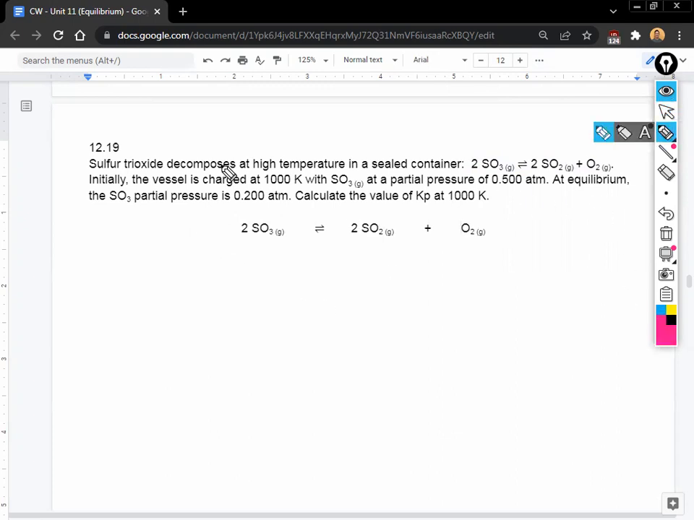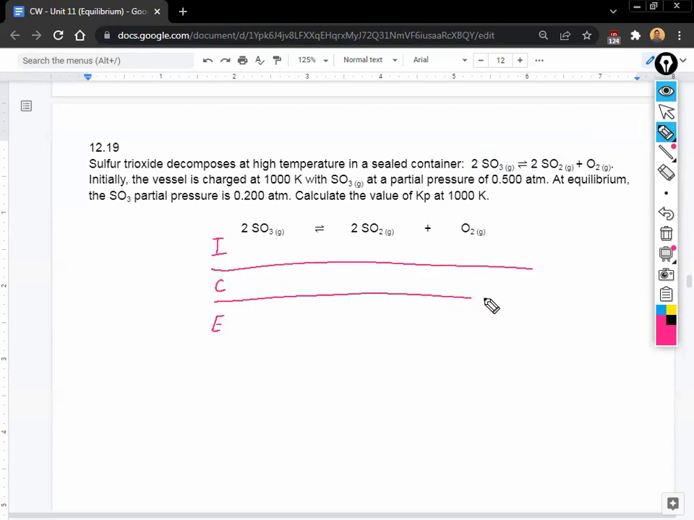Underneath, we're just going to write I for the initial concentration, C for the change in concentration, E for the equilibrium concentration, and then we're just going to fill in all of the numbers that we have. I'll give you a second to start constructing this. If you guys finish early, you can start filling in your numbers, or at least the numbers that are given to us.